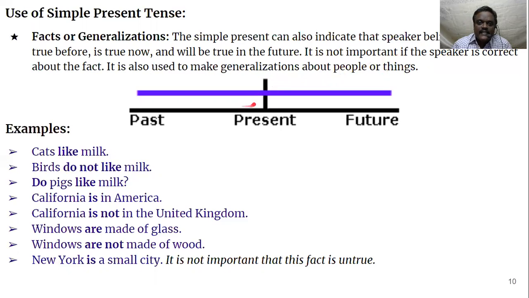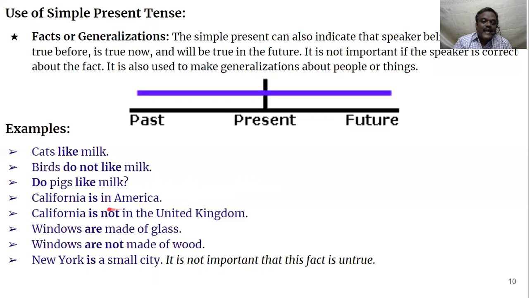I consider that whatever I say has been true in the past, and it will be true in the future. So such sentences can be used in simple present tense, like cats like milk. That is my belief. Maybe some cats may not like milk. It doesn't matter. But as far as milk is concerned, cats like milk. Birds do not like milk. Do pigs like milk? California is in America. I believe that Washington is in India. I can tell, Washington is in India. Grammatically it is not wrong. Maybe factually it is wrong. But as far as grammar is concerned, it is not, because I believe it.